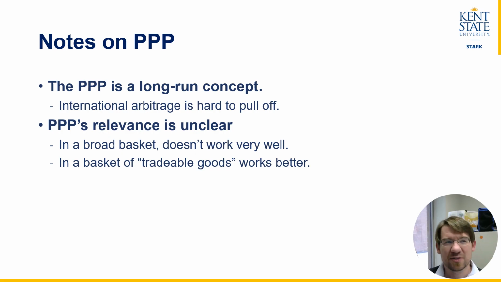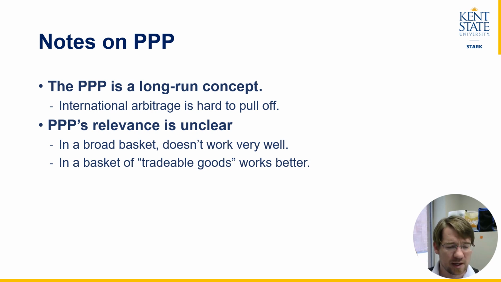Another point is that the exact relevance of purchasing power parity isn't entirely clear. A lot of the time when we measure things like the consumer price index, we're looking at a really broad basket of goods. We want to capture all the stuff that people buy. And it turns out, empirically, when we try to use such baskets, purchasing power parity honestly just doesn't work very well. The data does not seem to align very well with the expectation that arbitrage would be a significant factor.